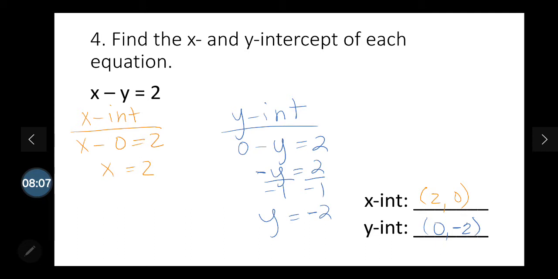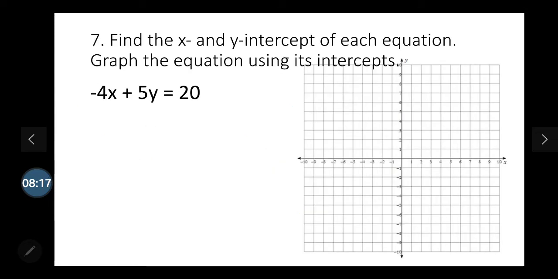So even though they're written in standard form, just plug in the 0 once again for x if you're finding the y-intercept, and plug in 0 for y if you're finding the x-intercept. Okay, let's look at number 7. Number 7 says find the x and y-intercept of each equation. Graph the equation using its intercepts.